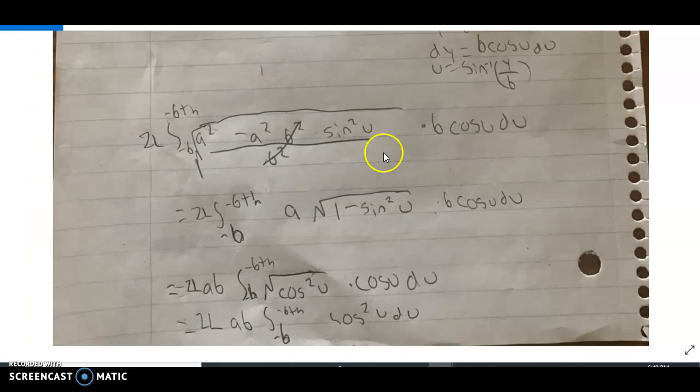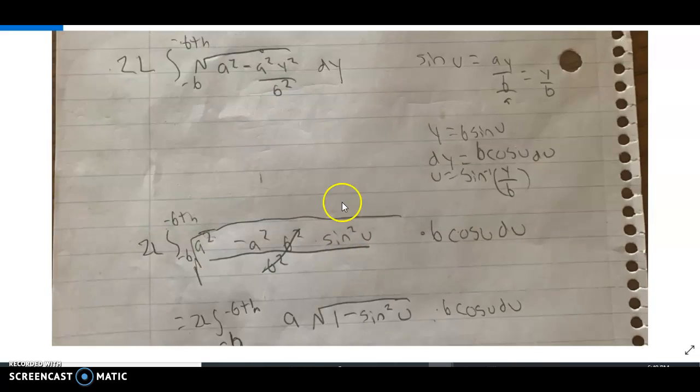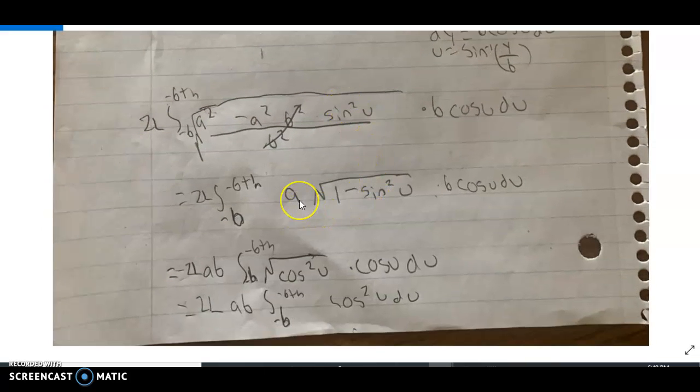And now, first I crossed out the b squares, and I simplified it. But I also plugged in the sine for y squared. Remember, just y, not the other. A is a constant, b is a constant. And we end up getting, we're gonna pull out the a, and we're gonna take the square root of the a, and we're gonna end up with this right here.